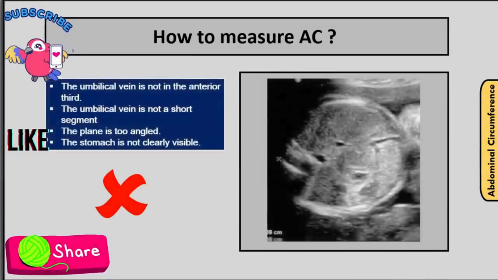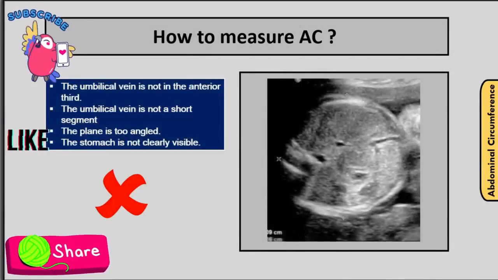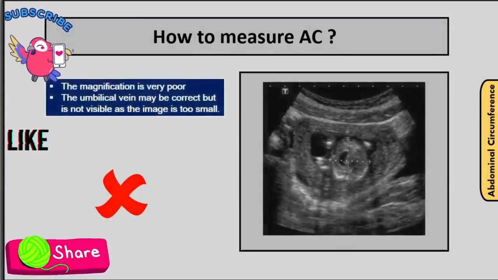Another example here. The umbilical vein is not in the anterior third. Also not a short segment. Like in the previous example, the plane is too angled. Also, the stomach is not clearly visible. So, this is incorrect image to measure abdominal circumference.